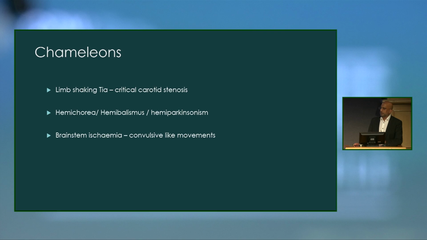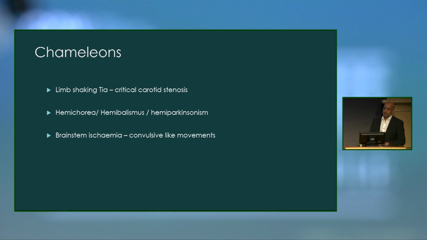There are certain chameleons that we should take into account. That's strokes that masquerade as seizures, and a limb shaking TIA with critical carotid stenosis is one such chameleon, but it's more posture related jerky movement. So stand up, reduce your perfusion to the brain, and your arm starts shaking, jerking, and get back into the recumbent position, and it may settle.